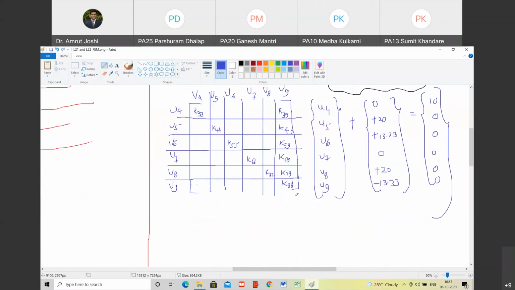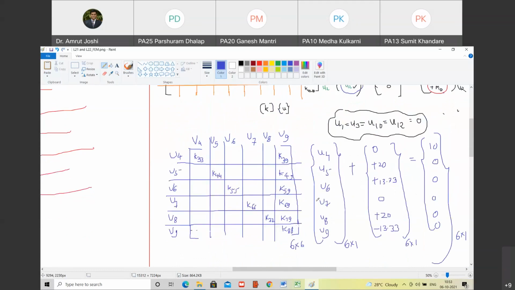So here I am solving an equation where this is a 6 cross 6 matrix. This is 6 cross 1 degree of freedom. Do you agree with me? 1, 2, 3, 4, 5, 6. This is 6 cross 1 and this is 6 cross 1. Once I solve this, I will be able to get U4, U5, U6, U7, U8 and U9. So all displacement unknowns are solved for. Happy?